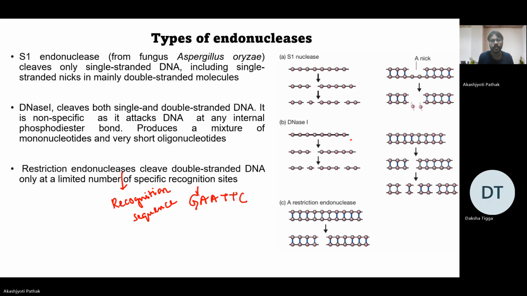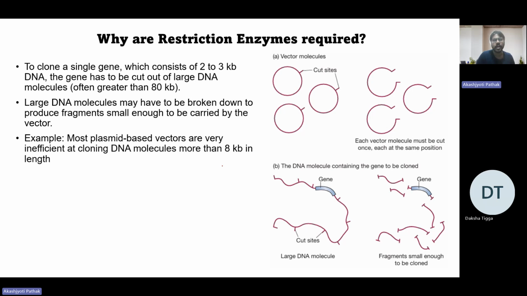So EcoRI will specifically cleave between the G and the A nucleotide bases. Okay. So that is why. So now let's learn about restriction enzymes in detail because they are widely used.